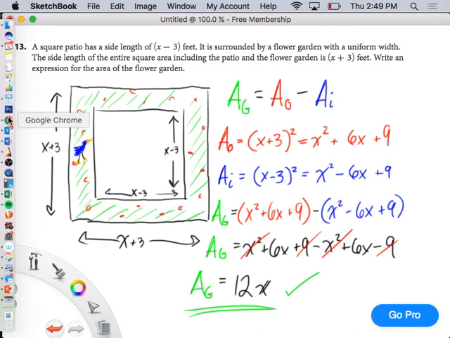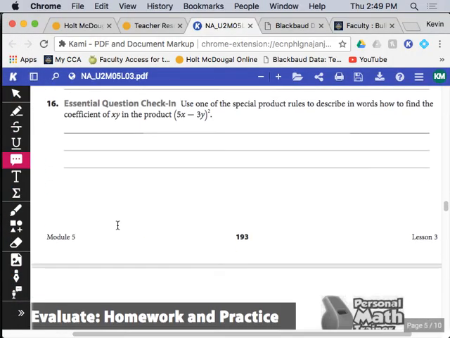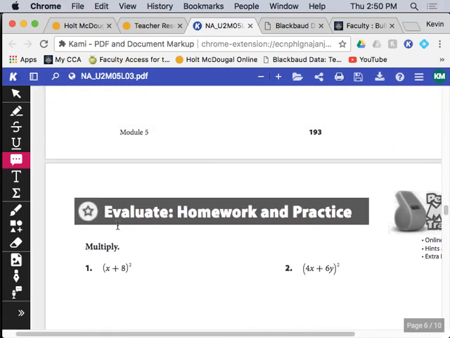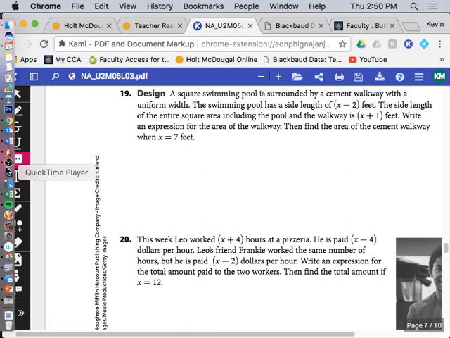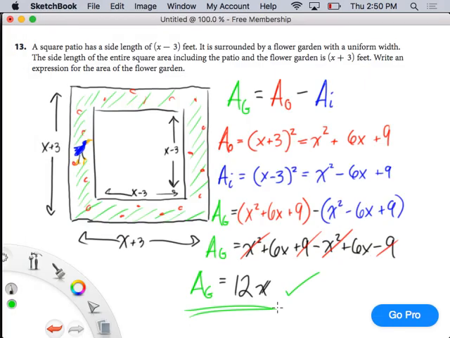Well, we have 10 minutes left. Homework is page 194, numbers 1 through 20. Okay, page 194, numbers 1 through 20. Might as well get started on it now. You've got 10 minutes left of class.